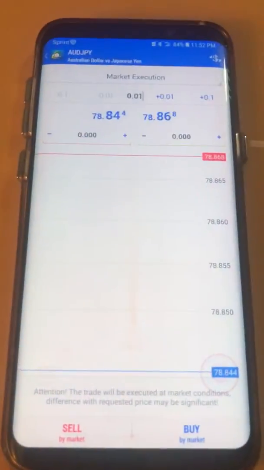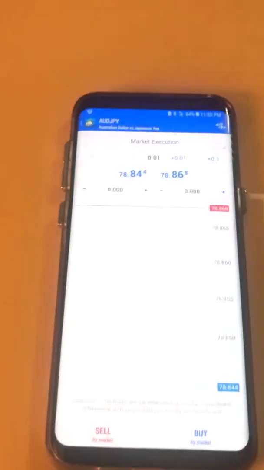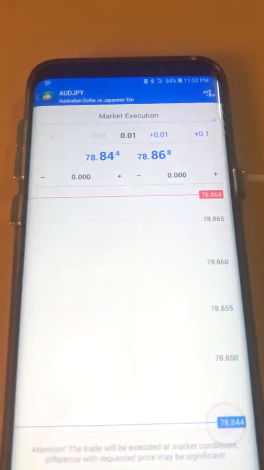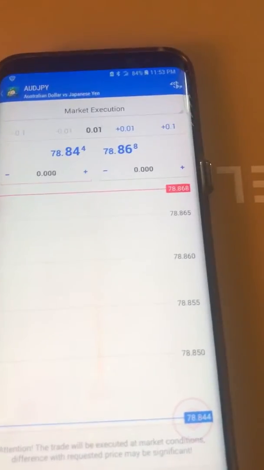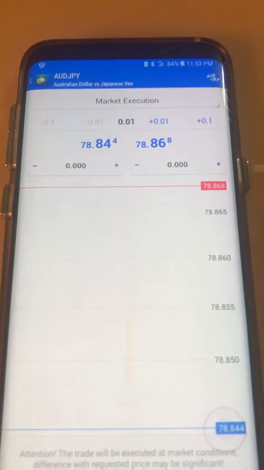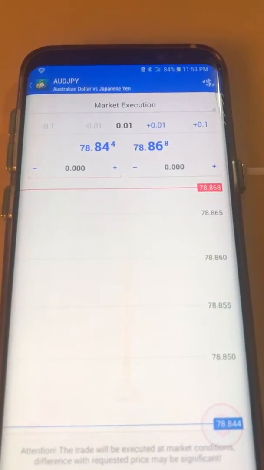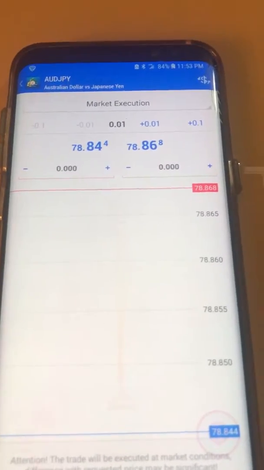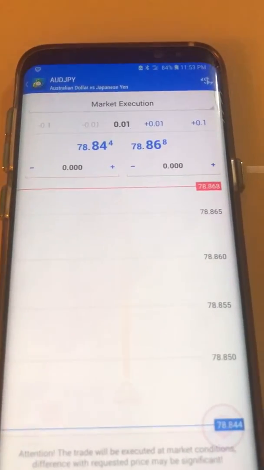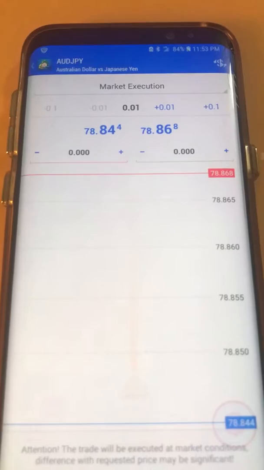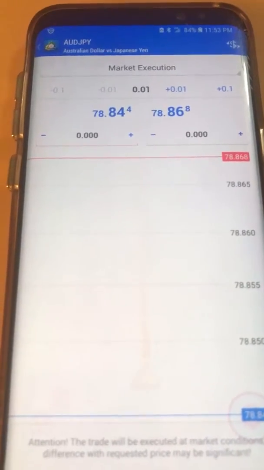When a signal comes out, it has several components. It has the action, buy or sell. It has the pair that you're going to buy or sell. It will say market execution, meaning buy or sell right now. It will have a stop loss number and it will have a take profit number.